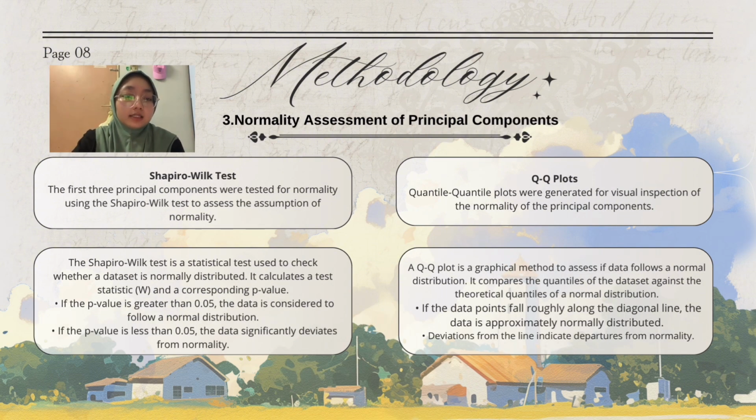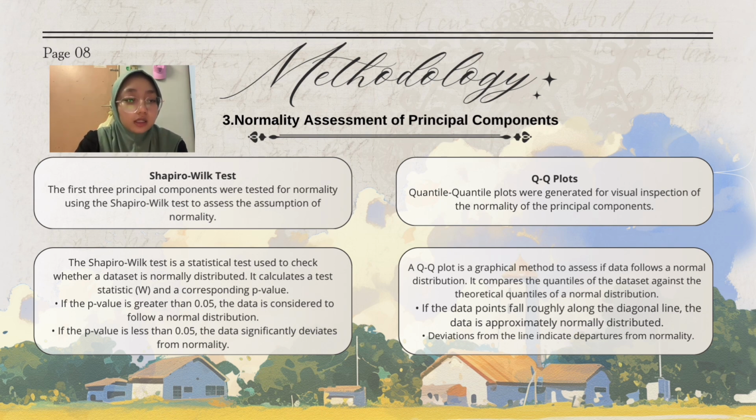That is normality assessment of principal components, for which we will generate the Shapiro test and QQ plots. We will see the result later on. The first principal components were tested for normality using the Shapiro test to assess the assumption of normality. The Shapiro test is a statistical test used to check whether a dataset is normally distributed. It calculates a test statistic and a corresponding p-value.